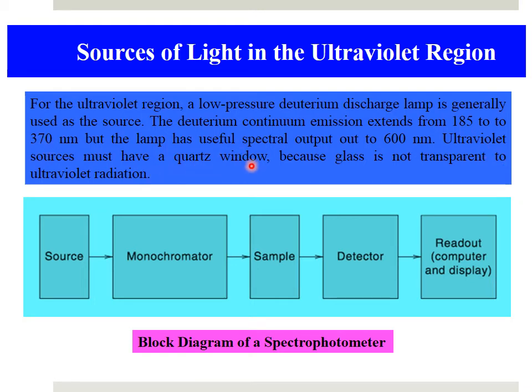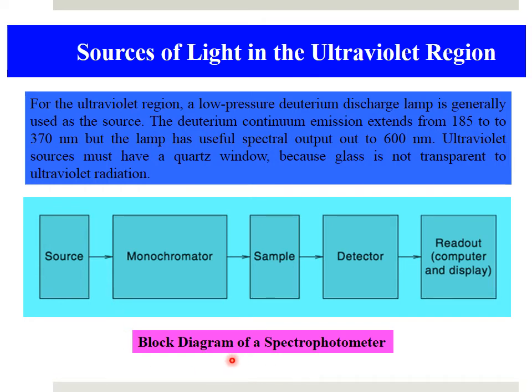Ultraviolet sources must have a quartz window. This is one of the requirements for the usage of an ultraviolet source. After emission, the radiation should pass through a quartz window, because if the window is made of glass, it will absorb radiation and the intensity will decrease, since ultraviolet radiation is not transparent to glass, but it is transparent to quartz. So this is also one of the requirements for the use of a low pressure deuterium discharge lamp for the ultraviolet region.